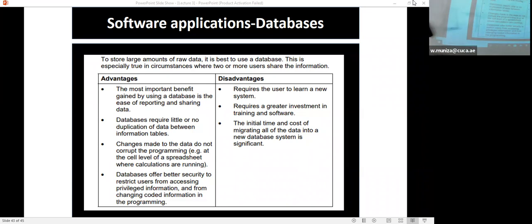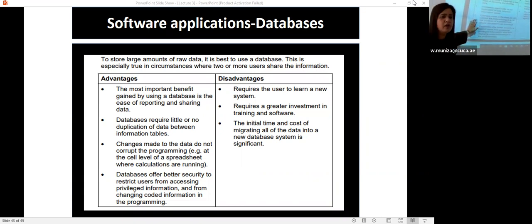Then changes made to the data do not corrupt the programming. That is at the cell level of the spreadsheet where calculations are running. My dear students, if you use an Excel spreadsheet, you will find that in different cells, we use formulas. If we are using a wrong formula, all of the data is going to become corrupt. In all of the cells, it will give a value error that there is some mistake, because we link all of the cells with each other in a spreadsheet. If you try Excel, then you will see this. But in the case of databases, it cannot be the case. The data is not going to become corrupt if we make any changes, okay?